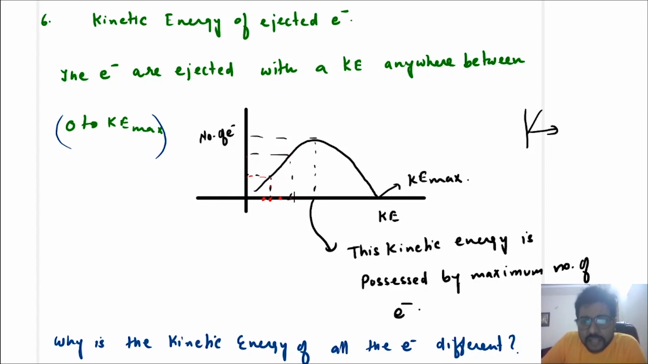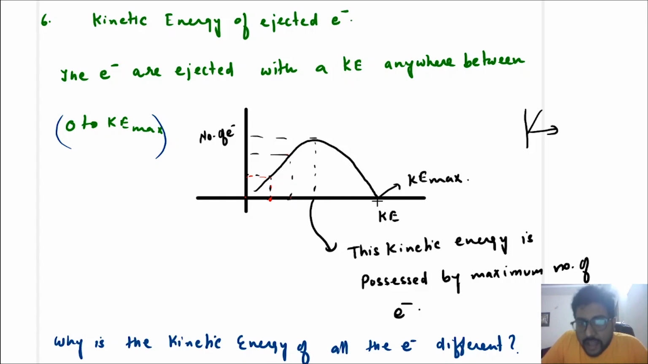Every kinetic energy is there with some of the electrons, because the electrons are in crores, the numbers are huge, right? So if the numbers are huge, every electron has a different velocity. This particular kinetic energy is possessed by this many electrons. This kinetic energy is possessed by the maximum number of electrons. So this is the maximum kinetic energy. You cannot have a kinetic energy beyond this. This is the limit. The kinetic energy of the ejected electrons can be anywhere between 0 and this.